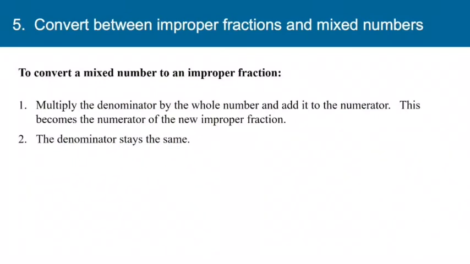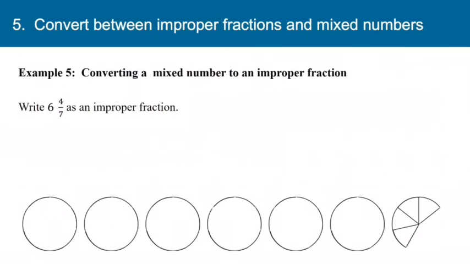Again, the denominator stays the same. Here's an example for us. This one says write 6 4/7 as an improper fraction. Well, you can use the steps I just showed you, and we are going to do that, but I thought I'd also just illustrate this for you a little bit. So notice that 6 4/7 would mean that we have 6 whole things, you could think about pizzas maybe, and 4/7 of an additional thing. Okay, to find out how many sevenths there are, we could cut each of these whole pizzas into 7 pieces.